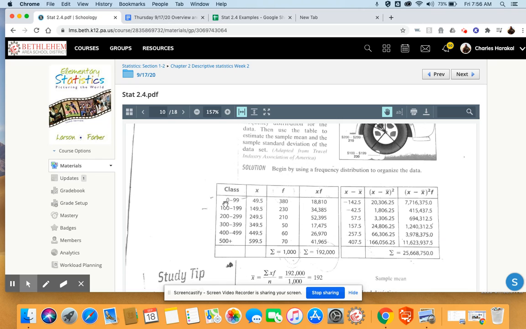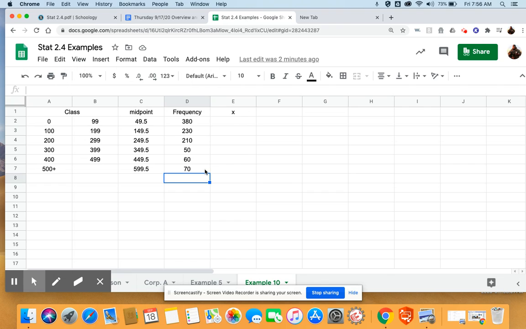It's broken everything down into classes, 0 to 99, 100 to 199, and so on. The last class is a little different than what we're used to. It's 500 plus, everything above 500. But they do identify a midpoint for us in that case and tell us to use 599.5. So I already dropped this information for classes, midpoints, and frequencies into Google Sheets.